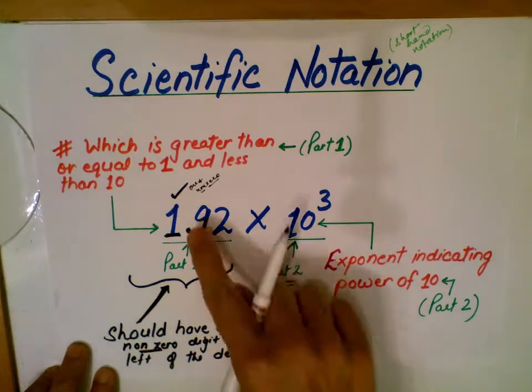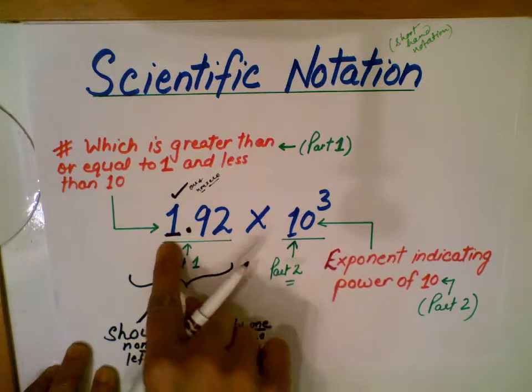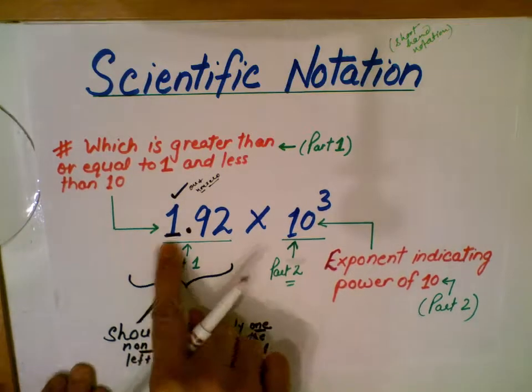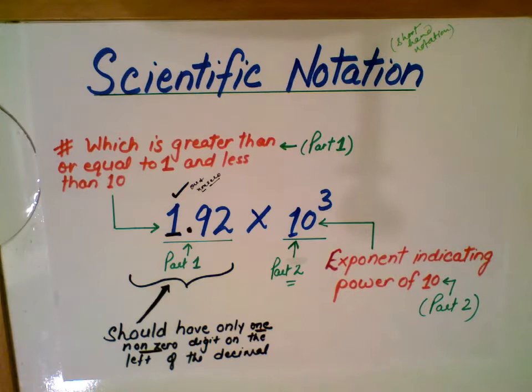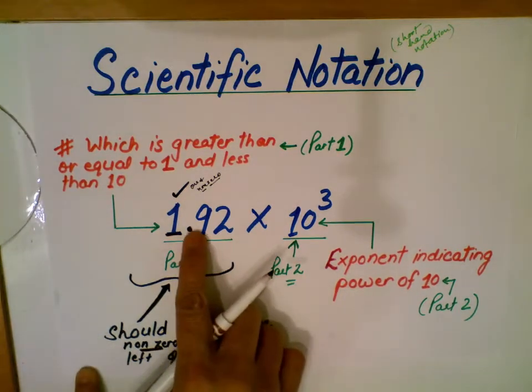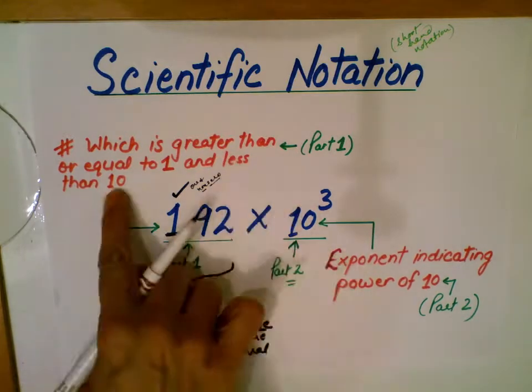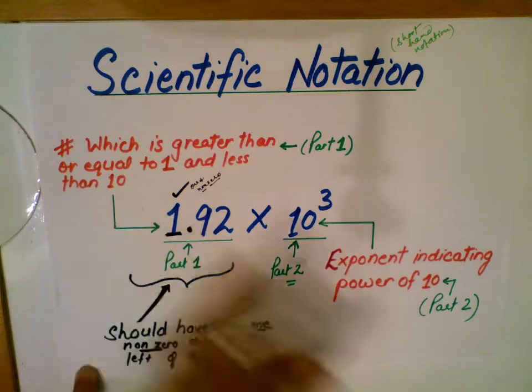So when you have one digit which is non-zero to the left of the decimal, that will make it a correct scientific notation. And that one non-zero digit to the left of the decimal also makes the number greater than or equal to 1 and less than 10.